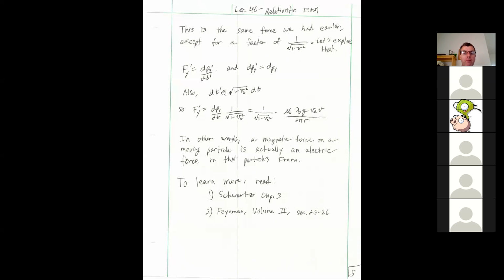And dt prime is, I don't know why I put v there. I'm sorry about that. I will fix that. dt prime is square root of 1 minus v squared dt. So when we put all of this together, we get that the force in another reference frame is essentially equal to the force in the lab frame, with this additional factor to account for the fact that time is different in different reference frames. Any questions?